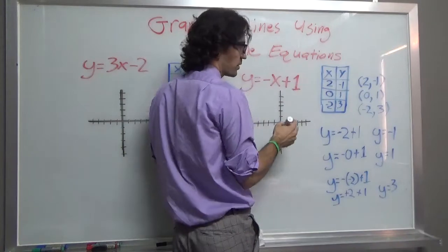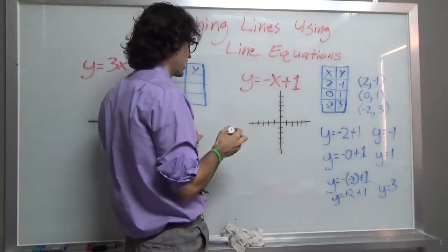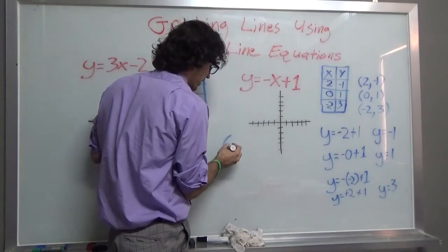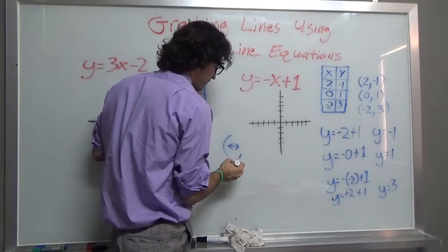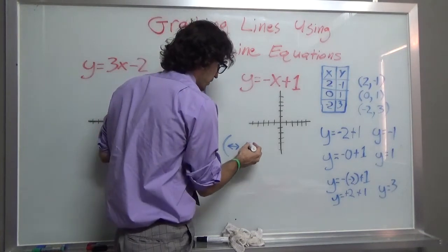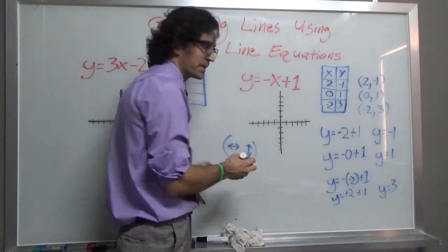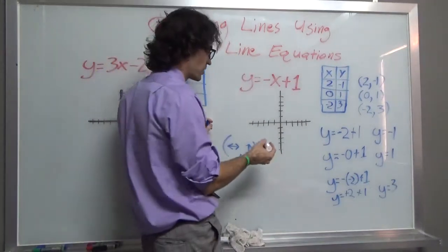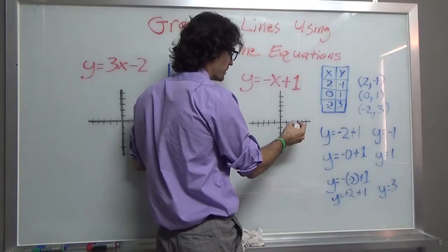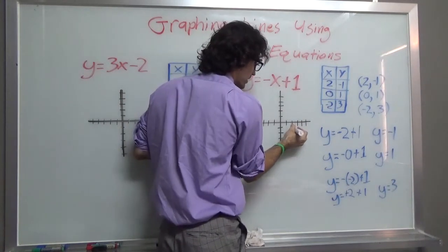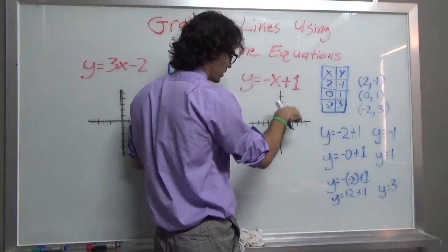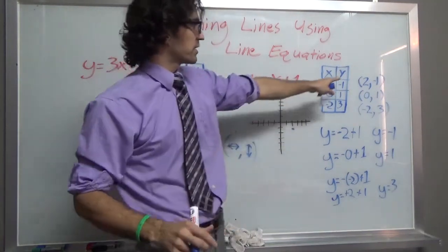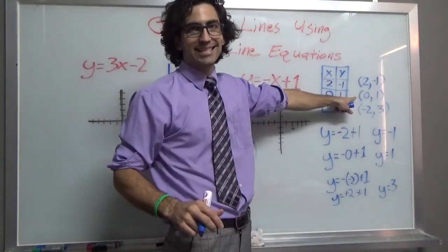2, negative 1. So the first thing we do is we go left and right. If this is our ordered pair, we are going left and right for the first number, and then we are going up and down for the second number. So when it says 2, negative 1, that means I go to the right 1, 2, and then I go down 1, so it's going to be right there. So this is our first dot. Our next dot is 0, 1.